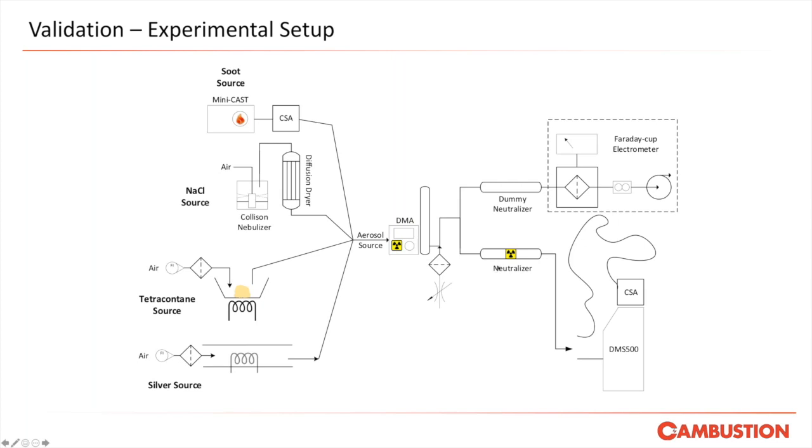The other side of the flow goes into the DMS500, which can either go through the heated line and the catalytic stripper accessory or directly into the DMS500. So we can compare with and without line and CSA.